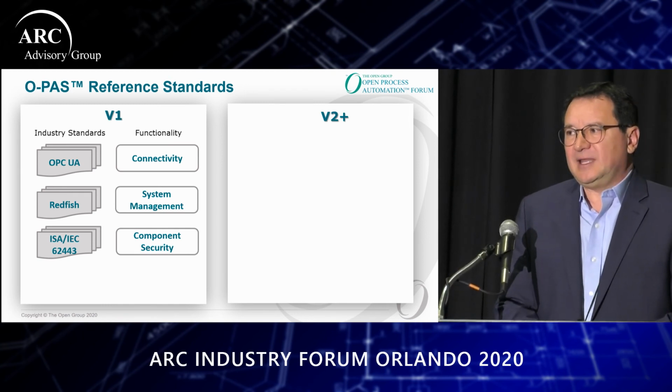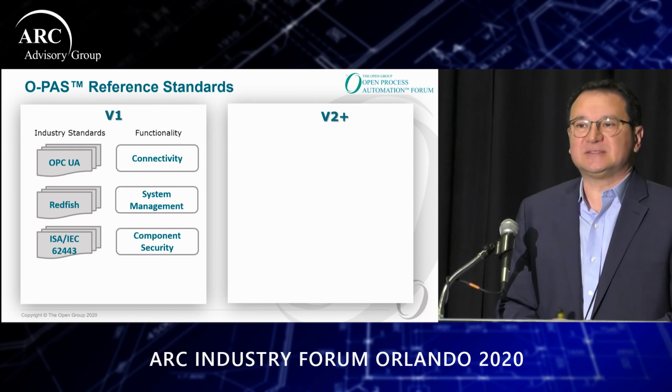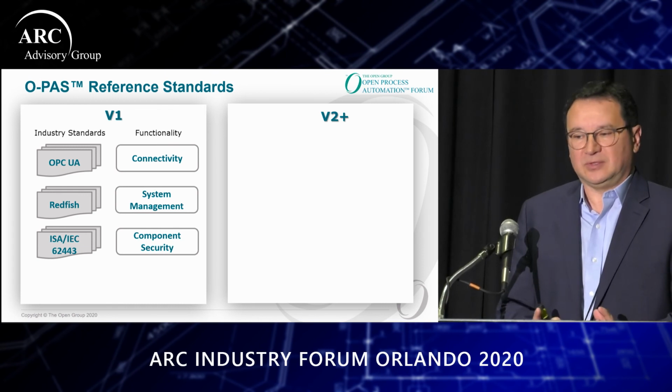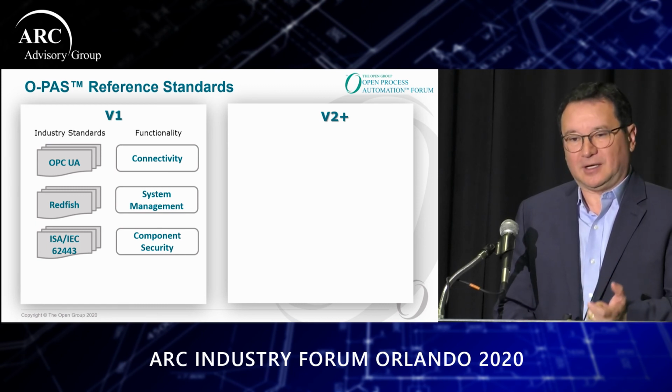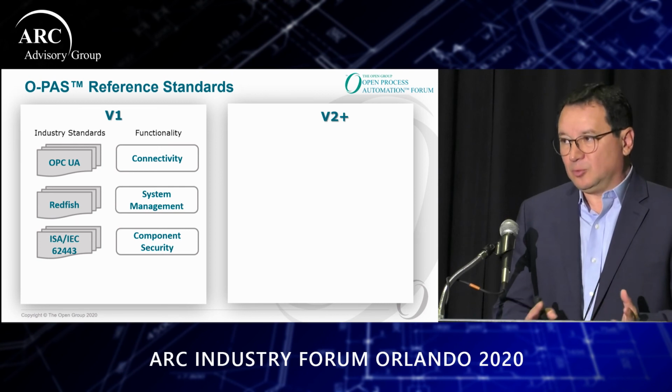In version 1, we selected three main reference standards that will provide the functionality we need for the components in the architecture. The first one, related to connectivity, of course, is OPC UA. It doesn't mean that we're using all the features and functions defined within OPC UA, but we selected the ones that are appropriate for the new components in the OPAF environment.